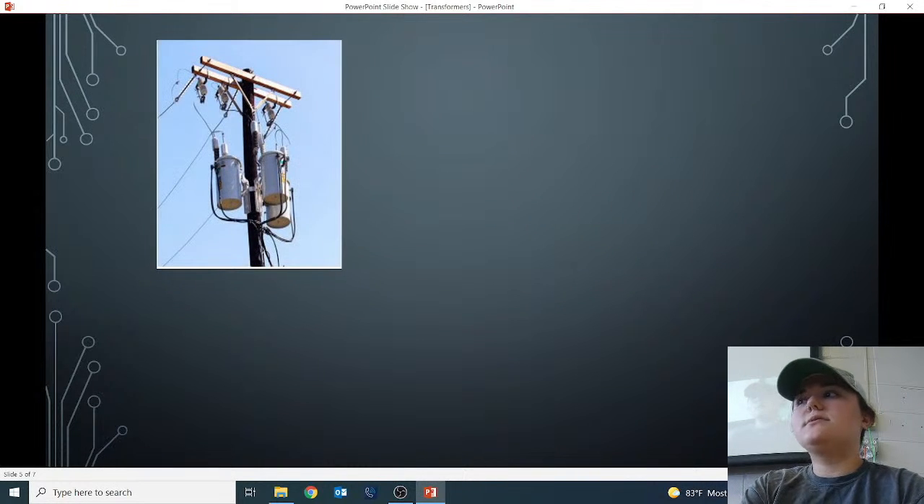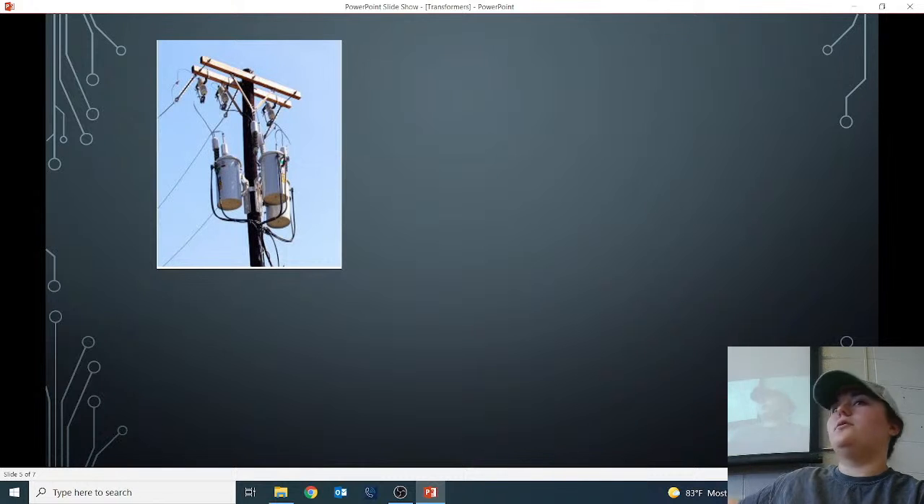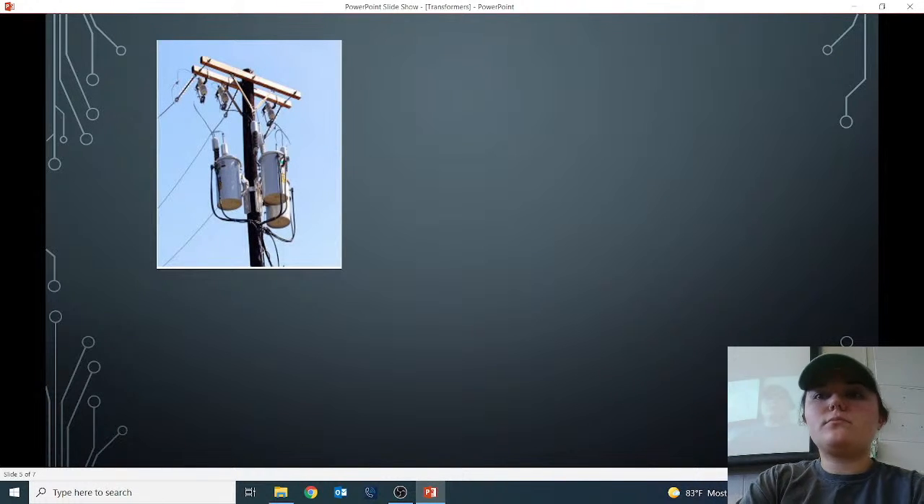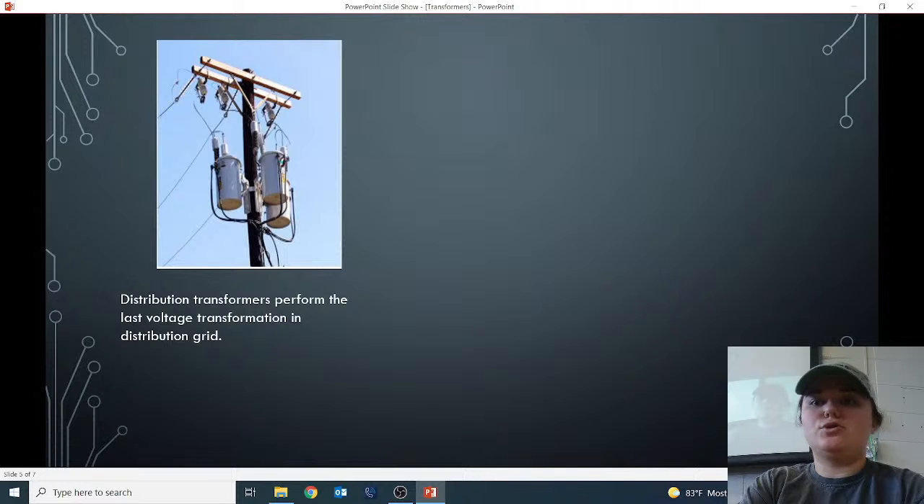Okay, cool. So, you see those on the power lines all the time, right? And those are just transformers. And they step down the voltage from the line to the distribution system, so that way we can use them in our houses and everything. So, they're taking that high voltage and stepping it down normally to like 240. And then to our power outlets, it goes to 120. But distribution transformers perform the last voltage transformation in a distribution grid. So, they're pushing all that voltage down the line until they get to those transformers, and then they transform that into voltage we can use in our homes, our shops, whatever.